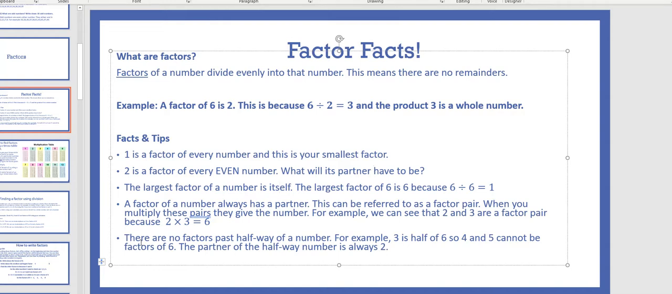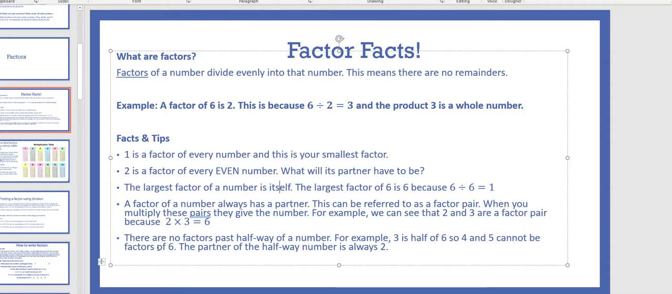And the last point, a factor of a number always has a partner. This is referred to as a factor pair, okay? When we multiply these pairs, they give us the number we're working with. So in this example, a factor pair is 2 and 3 because 2 times 3 gives me my 6.